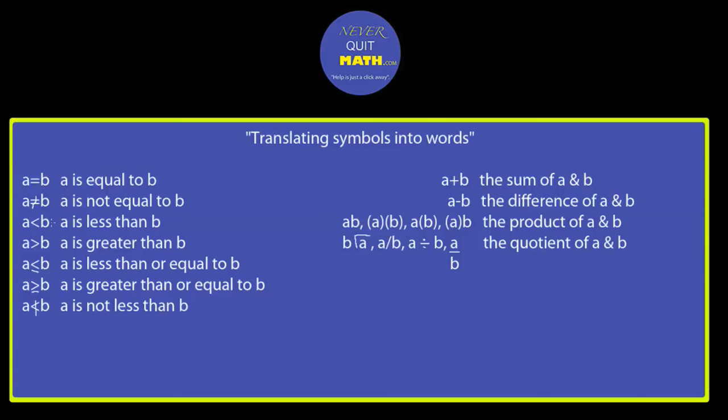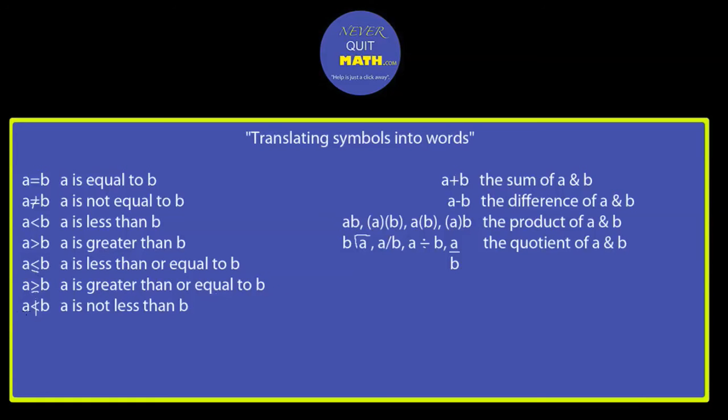A is less than B. That's a normal sign a lot of us are familiar with. If you have any trouble with these, always remember that the two things, they open up towards the bigger one. All right, A is actually greater than B, as you can see, is opening up towards the A. A is less than or equal to. When you see that line on the bottom right there, that means less than or equal to B. And same goes for the other way around. A is greater than or equal to B.